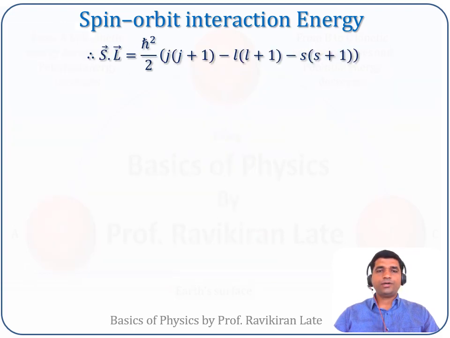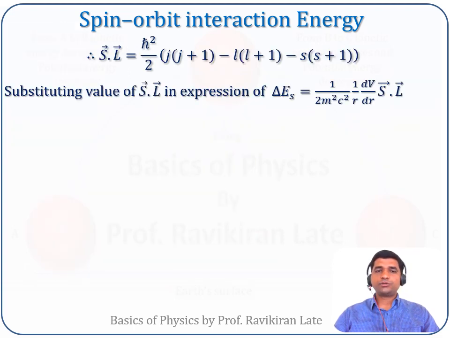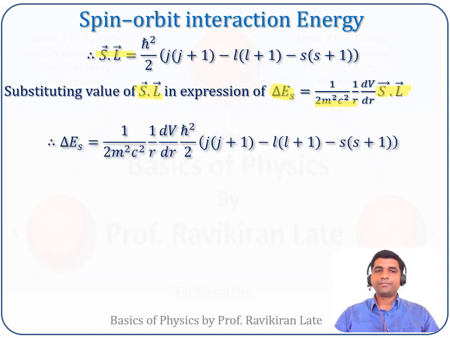Now, what we will do next, we will substitute this value of S bar dot L bar in the spin orbit interaction energy, because remember we need to calculate the spin orbit interaction energy. If I substitute it, I'll get 1 upon 2m square c square, 1 upon r dV by dr, into S bar dot L bar. If I substitute this value of S bar dot L bar from this equation, I'll get the expression in this form: 1 upon 2m square c square, 1 upon r dV by dr, into h cross square by 2 as it is, and this quantity in the bracket.